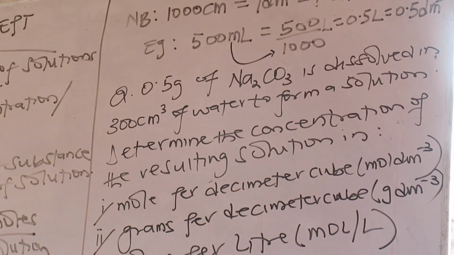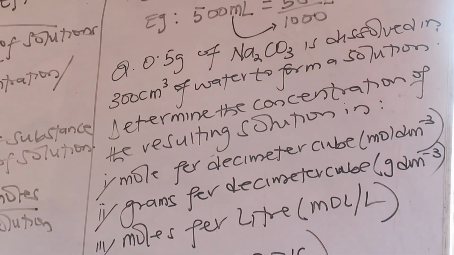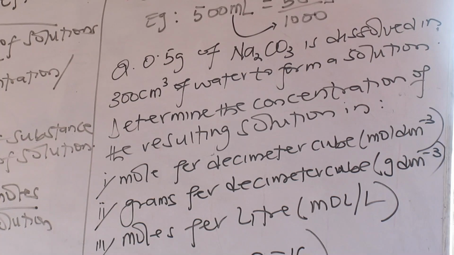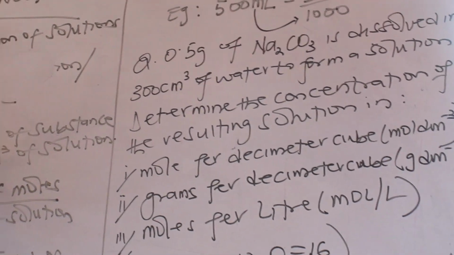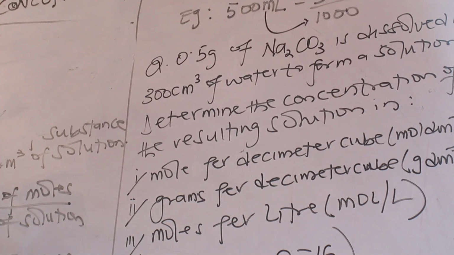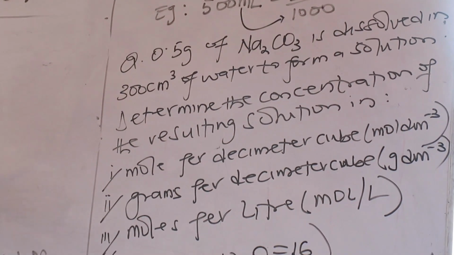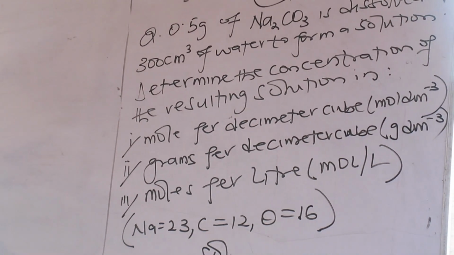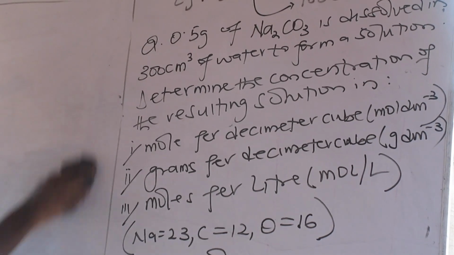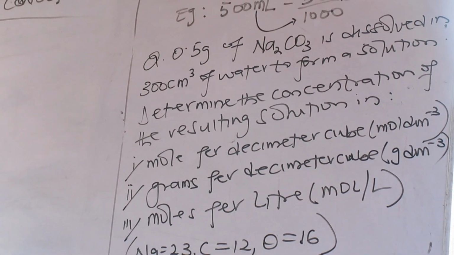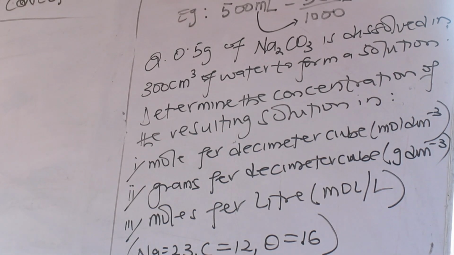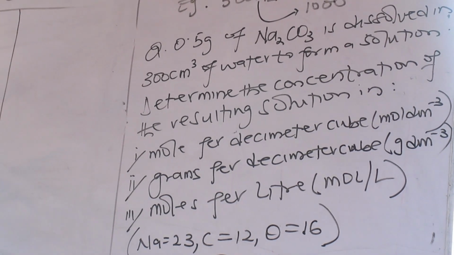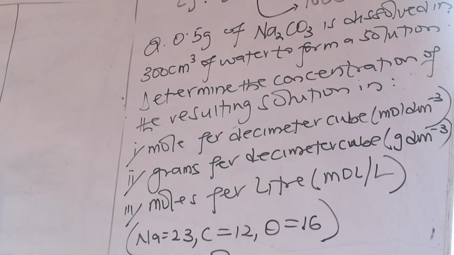Application. 0.5 grams of sodium carbonate is dissolved in 300 cm cube of water to form a solution, right? So it dissolves in 300 cm cube of water to form a solution. Now determine the concentration of the resulting solution in (i) moles per dm cube, (ii) grams per dm cube, and (iii) moles per liter. Okay, moles per liter.